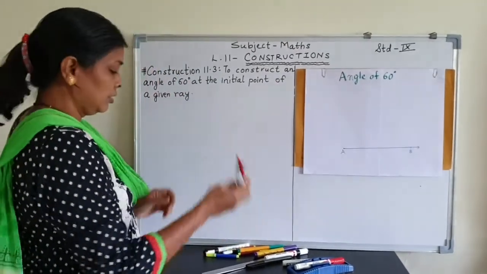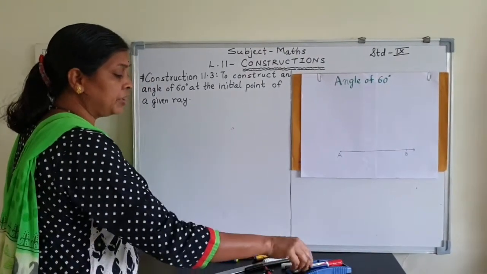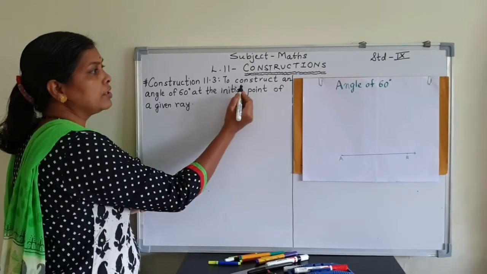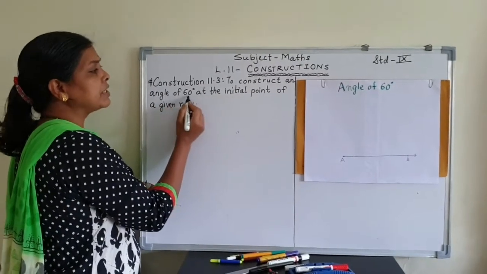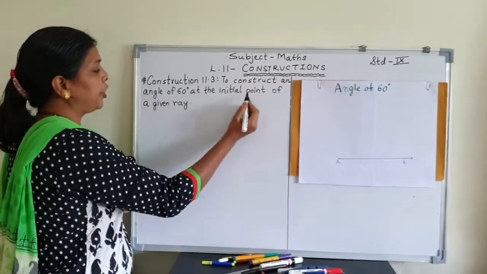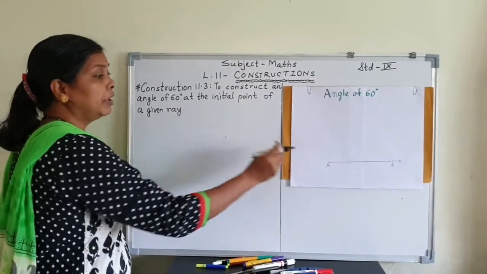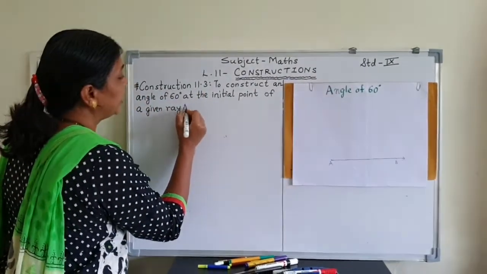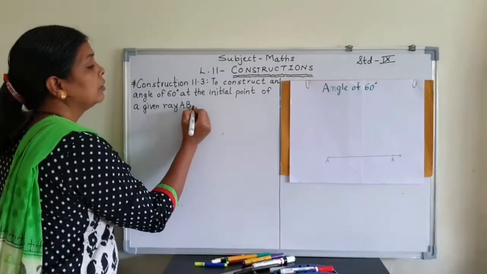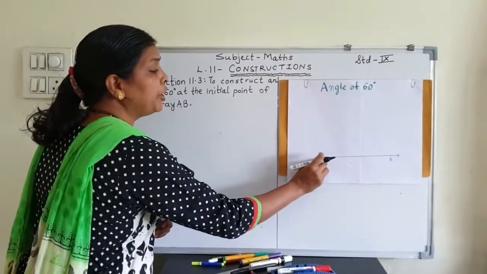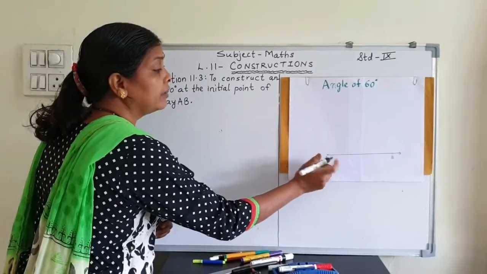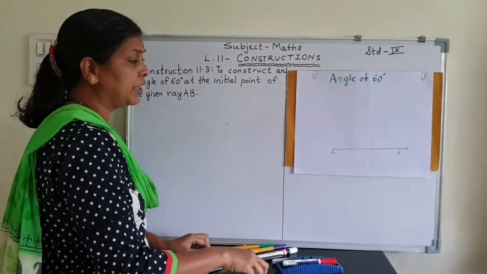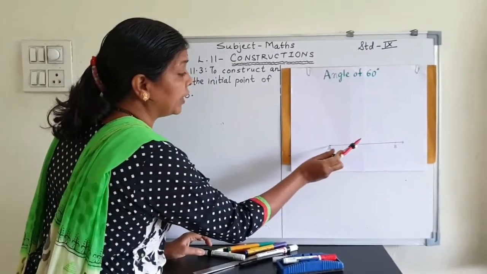Here is a construction given in the book, construction 11.3, to construct an angle of 60 degree at the initial point of the given ray. Here you can see the given ray AB. The initial point of ray AB is A. So we have to construct an angle of 60 degree from this point A.